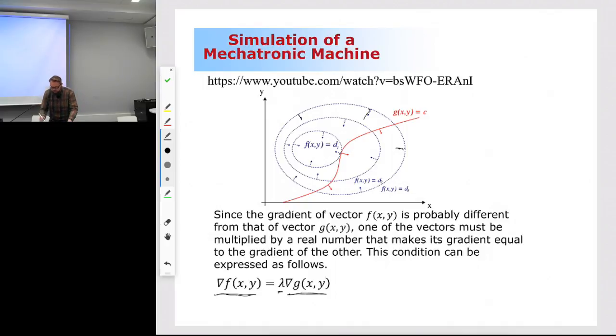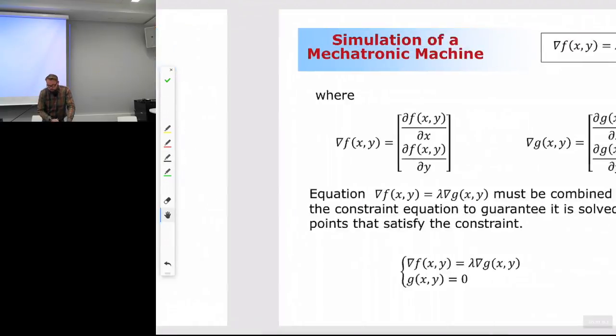Okay? So this is the point that I can find, but I need a little bit of extra condition. The extra condition is the fact that this point, where this mathematical condition happens, must be in this line. So I have to combine this mathematical expression with constraint equations.